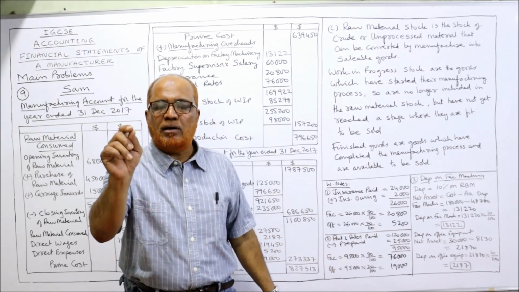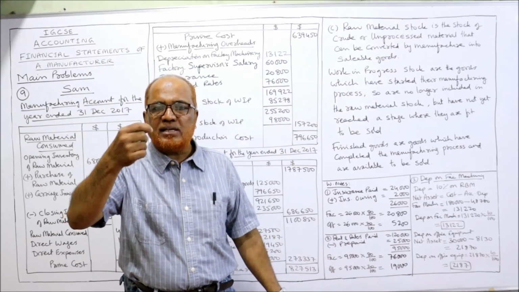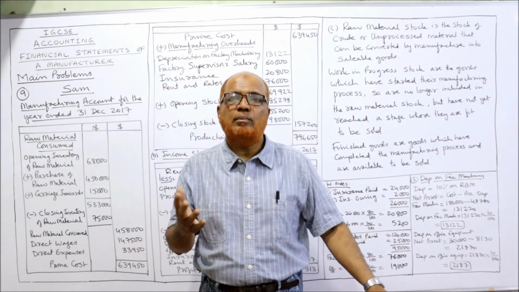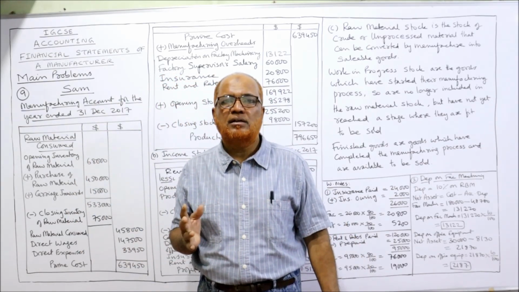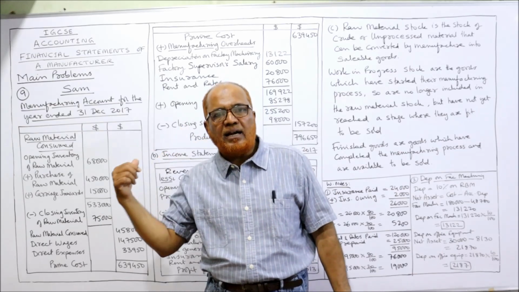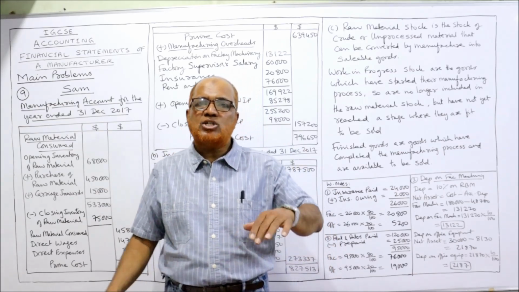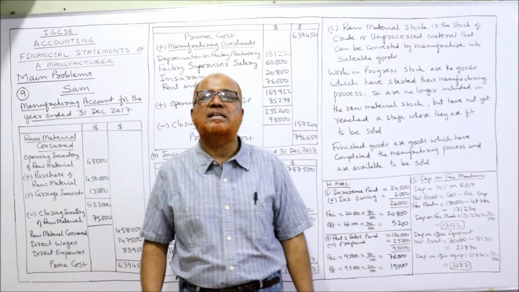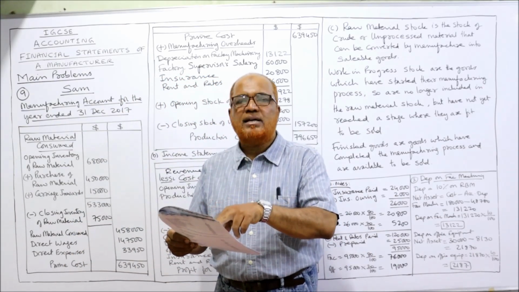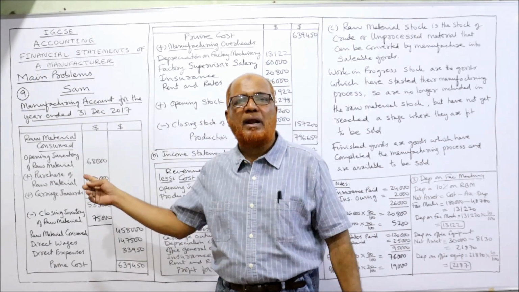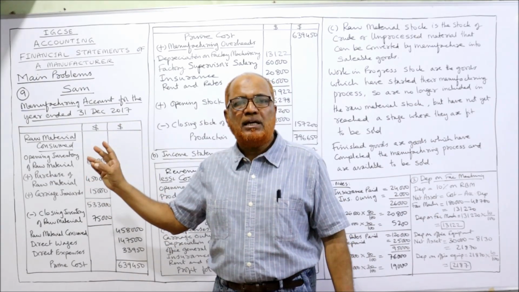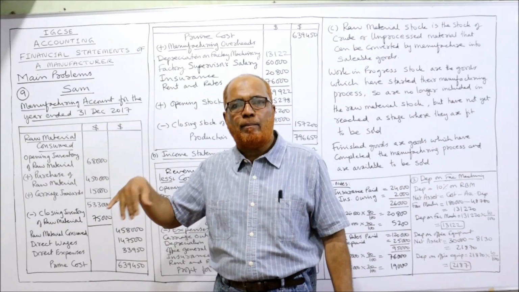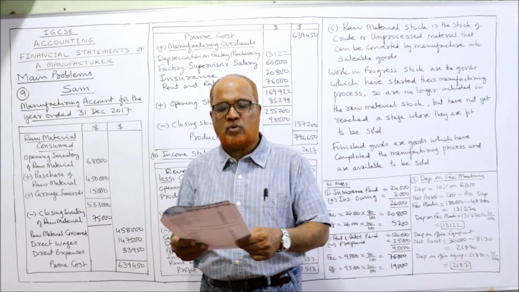So always keep a pen ready. Whenever I explain a particular point, immediately write it down so that you can remember. Otherwise, you'll forget it. So carriage inward will be added to purchase of material, and carriage outward will be taken under income statement under expenses. Direct expenses are a part of prime cost. Direct material, direct wages and direct expenses combined together constitute prime cost.